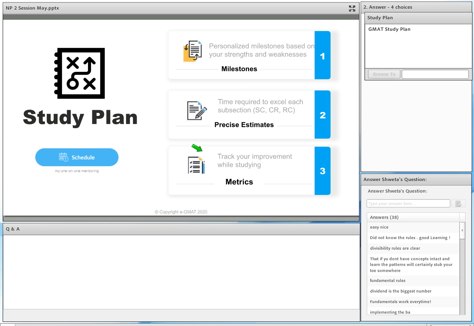Not everybody starts at the same place, right? We all have different starting points. We all have different targets. So you need a plan that suits you the best, your plan. So you have to have personalized milestones, what you have to cross to get closer to your target score. You need precise estimates of how much time you need to spend on a certain subsection based on your current comfort with it. You need to be able to track your improvement while studying. You have to know whether you're going in the right direction or not.